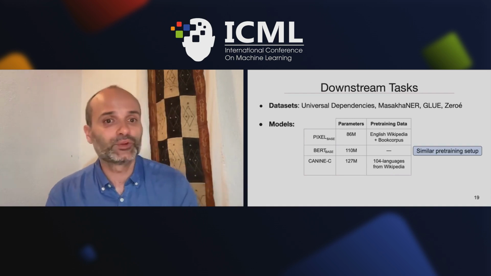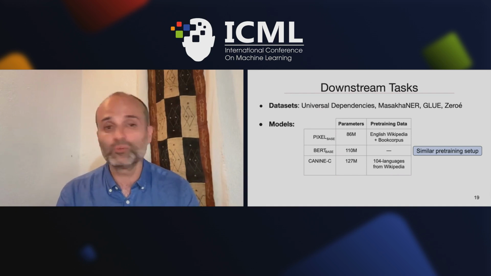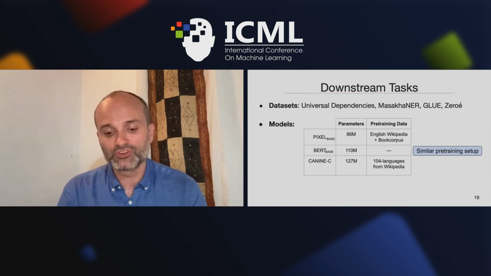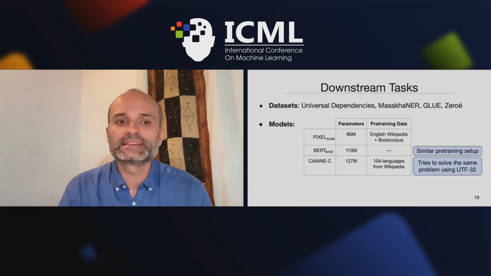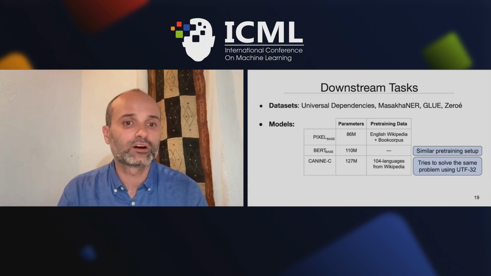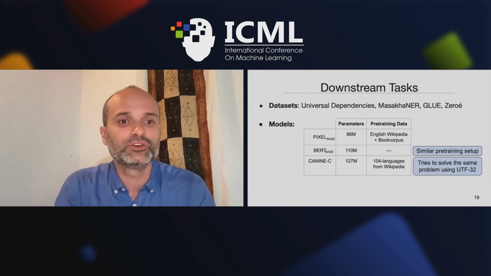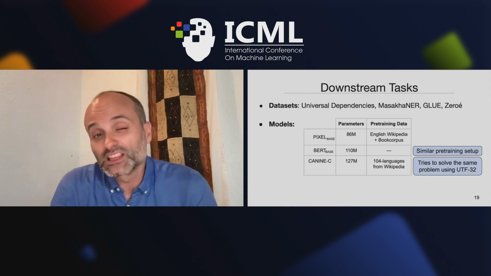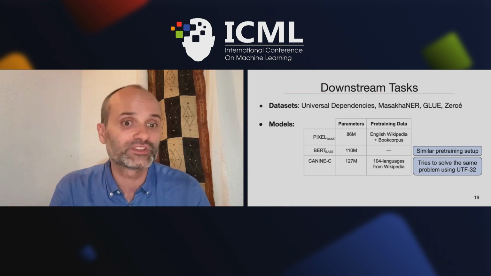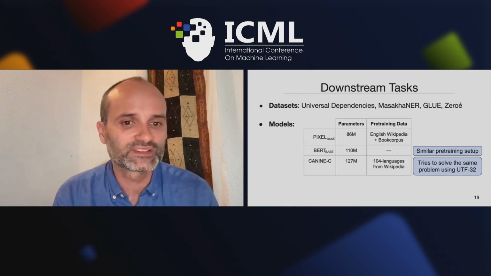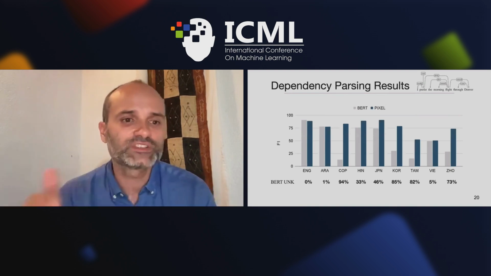The BERT-based model, because it uses pretty much the same pre-training setup, the models are almost identically sized. We trained it for the same number of steps on the same data. We also compare it against Canine-C, which is trying to solve exactly the same problem as we were trying to solve, using UTF-32 code points. The model has larger capacity in terms of its parameter size, and it's pre-trained over more languages, in this case 104 languages.